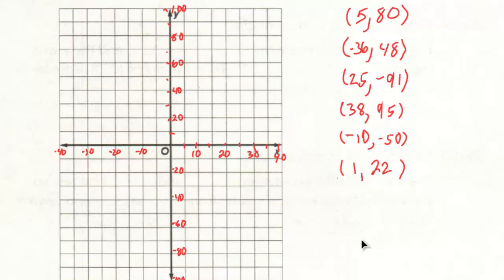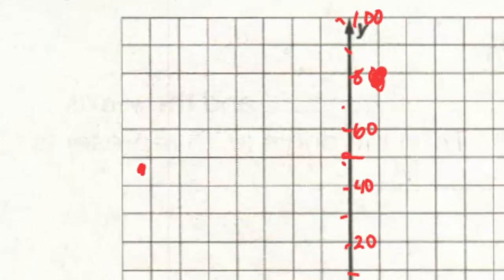Now, those land exactly on the scale line, so 5 and 80 will be easy. So 5 will be to the right 5 and up 80, which will give me a dot right about here. Next is negative 36 and 48. So I'm going to go left to 30, which would be right here. 35 is right here. 36 is just a little bit past it. Then I've got to go up to 48. So 50 is right about here, and I'm going to go a little short of that and a little to the right. So right about inside that box there.